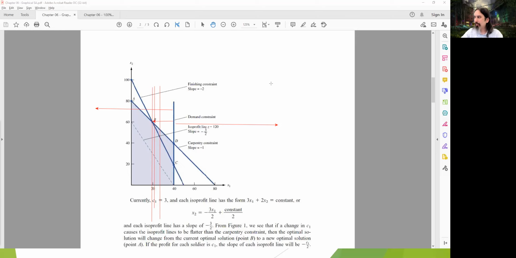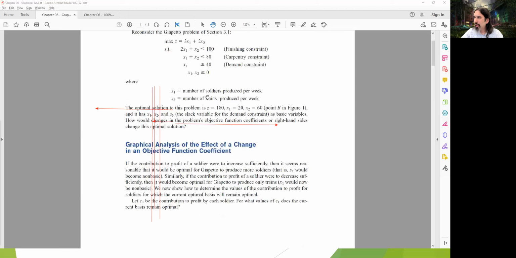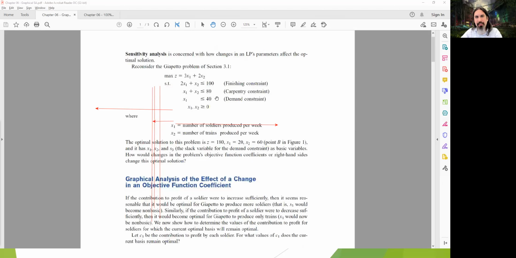Which means that, let's just go back up here, let them see, it doesn't really matter. This 40 value can decrease to 20 and it can increase to infinity, okay? We have found limits for this value, okay? It can increase by infinity and it can decrease by 20. So this is part of a sensitivity analysis. This is an allowable increase and allowable decrease.